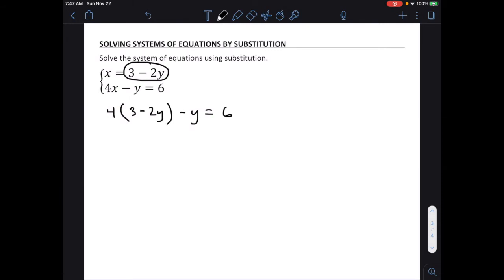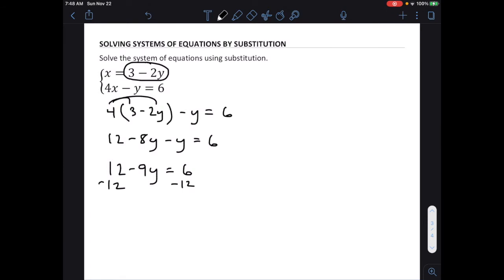So then we're going to go ahead and distribute here. So we have 12 minus 8y minus y equals 6. And then we need to do a little combining like terms. So we have 2 y terms. They're both negative. One's 8, one's 1. So we have 12 minus 9y equals 6. And then we're going to subtract 12 from both sides. So negative 9y equals negative 6.